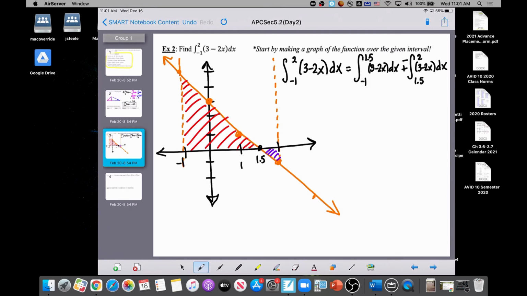So when I calculate my areas here, the base of my red triangle is going to be 2.5 units long. So 1/2 times 2.5 times, and the height is 5. And then we're going to have minus the base of the purple triangle, or sorry, 1/2 times the base, which is 0.5, times the height, which is 1.